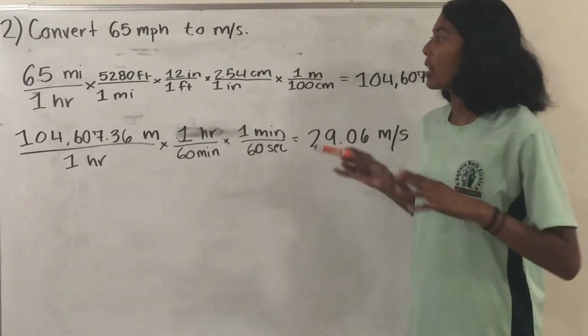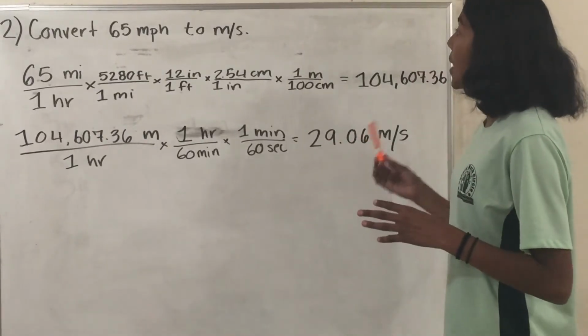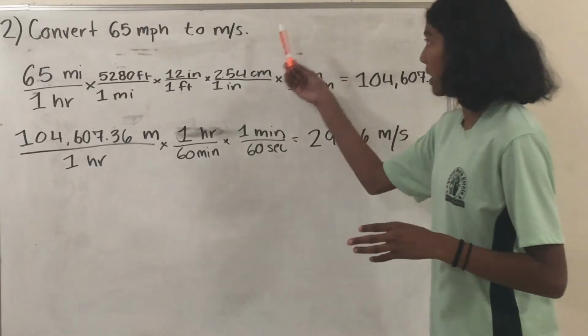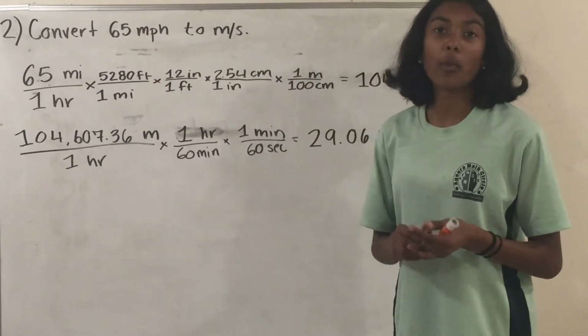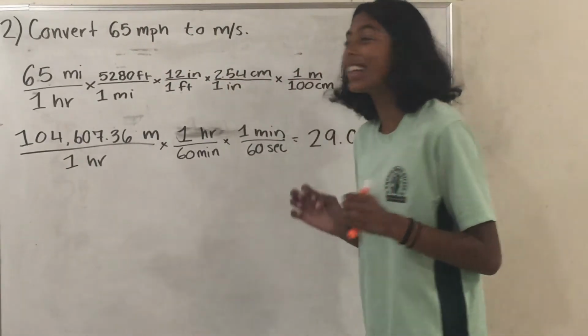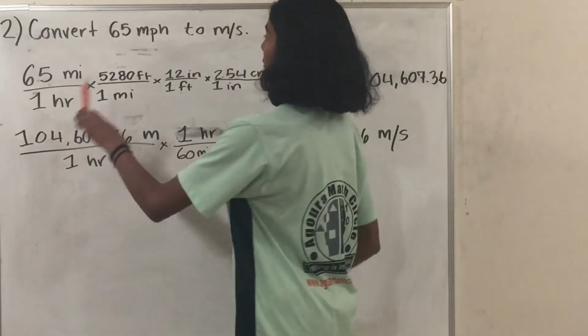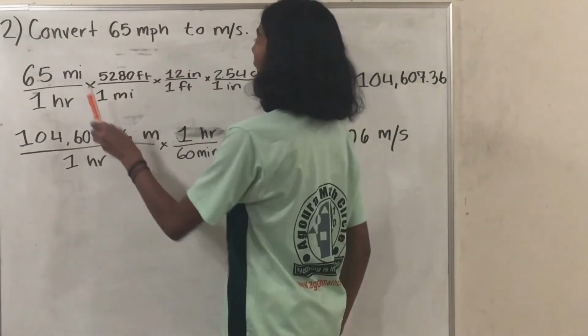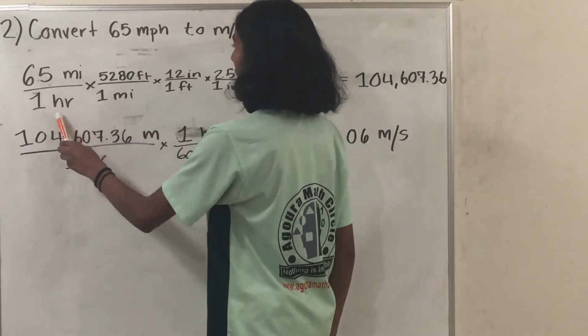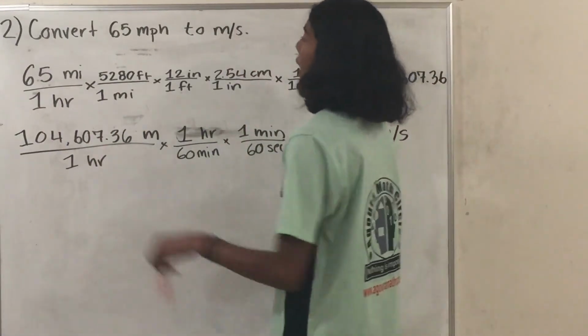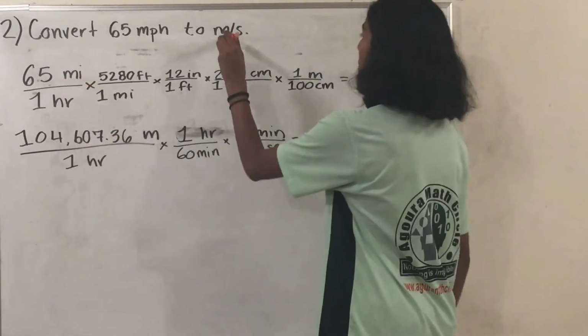Our next problem is the following. Convert 65 miles per hour to meters per second. That's the speed limit on the 101 freeway, by the way. Anyways, so we're going to rewrite 65 miles per hour as 65 miles in 1 hour. And we're going to first convert miles to meters.